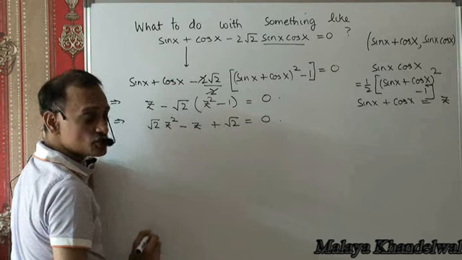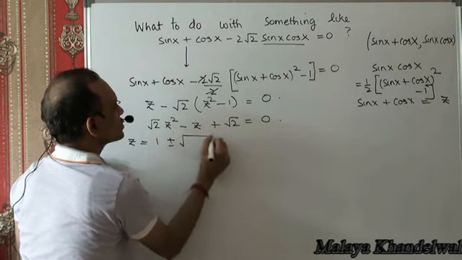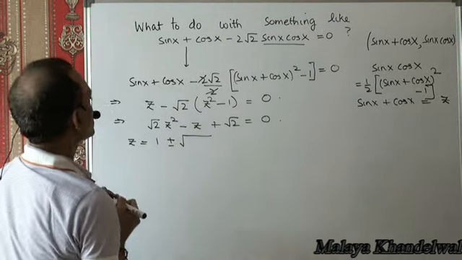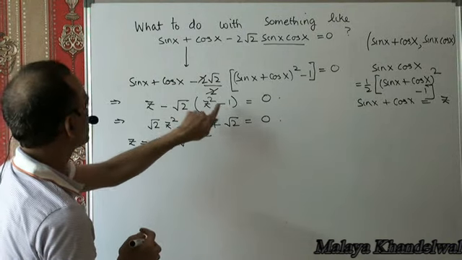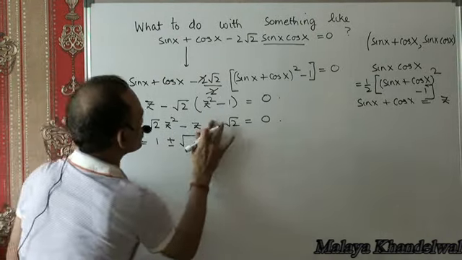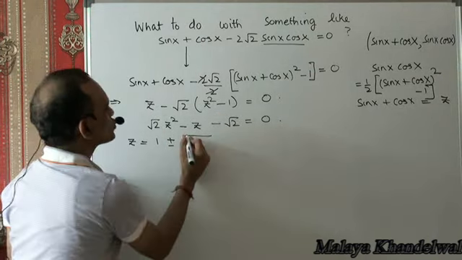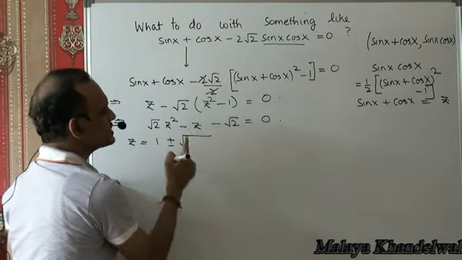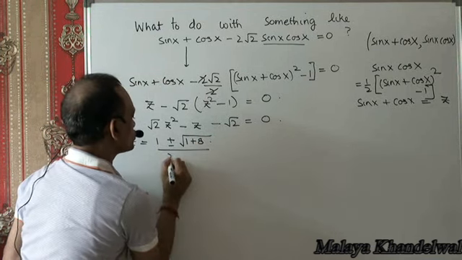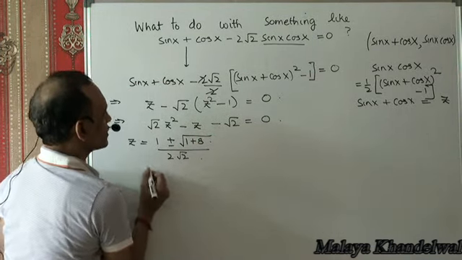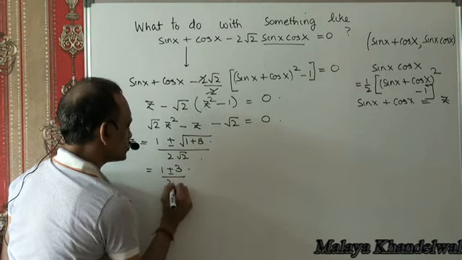Now I can solve for z using Sridharacharya's formula. z is going to be minus b plus or minus root of b squared minus 4ac, by 2a. So I have root 2 z squared minus z minus root 2, where plus root 2 going to this side becomes minus root 2. So this is 1 plus or minus 3 by 2 root 2.